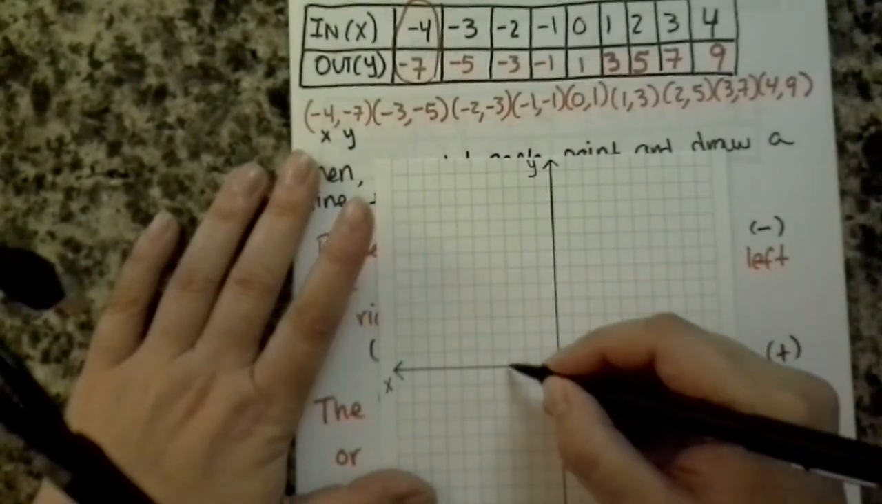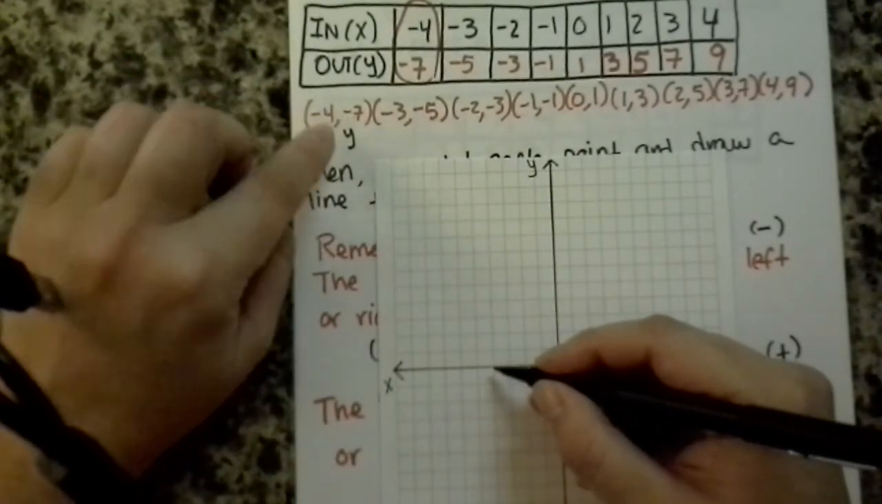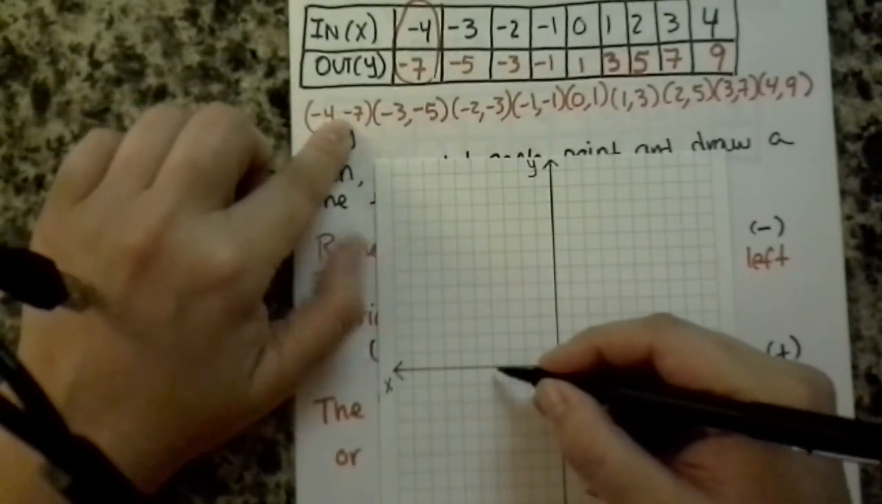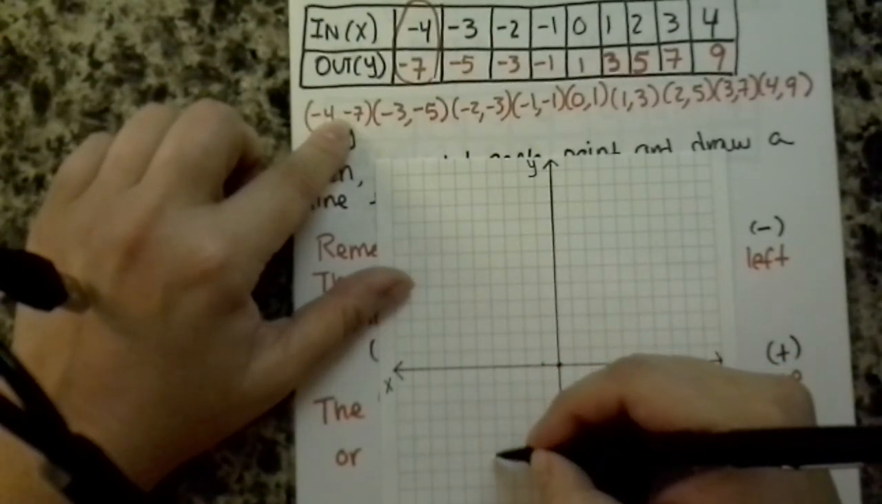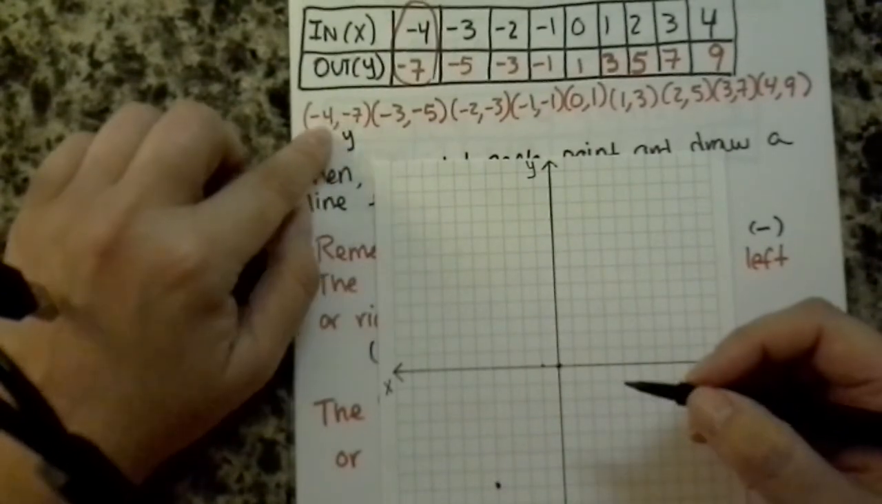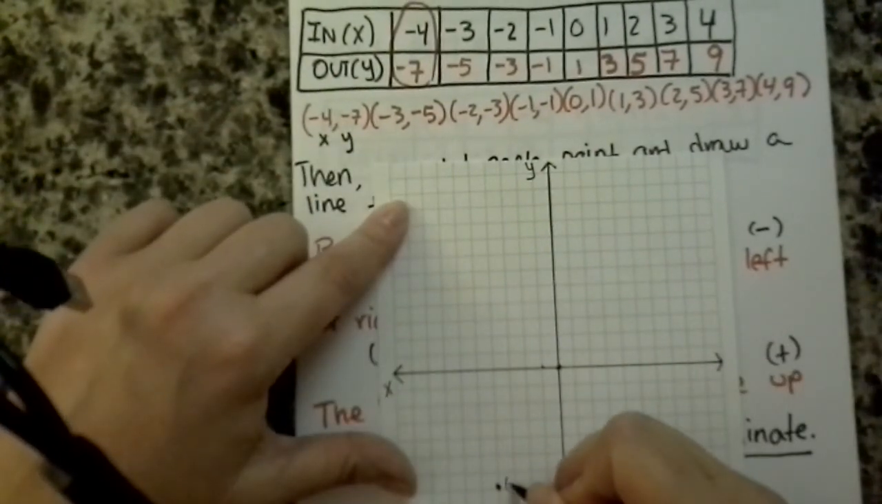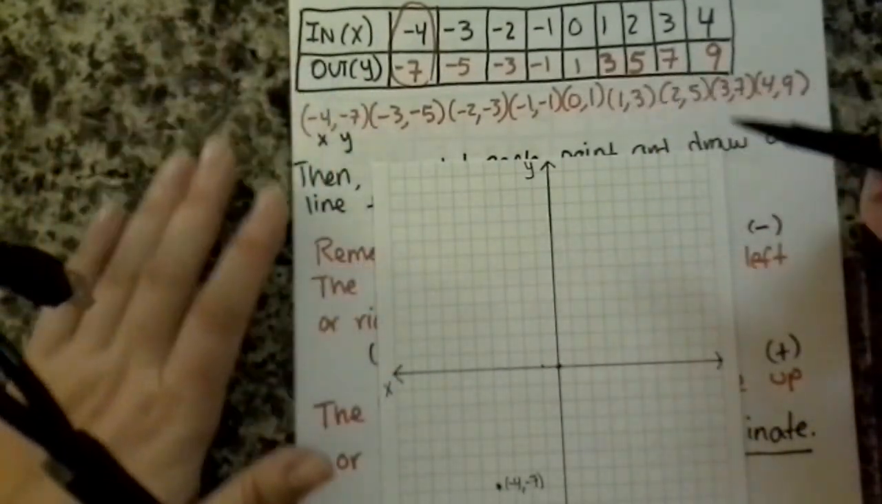1, 2, 3, 4. Remember, don't lift it, don't mark, and I just accidentally marked a little bit. And then this tells me to go down 7, so I'm going to count 1, 2, 3, 4, 5, 6, 7. That's where my point goes. And I can label it. This is -4, comma, -7.